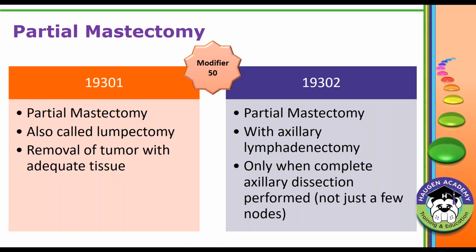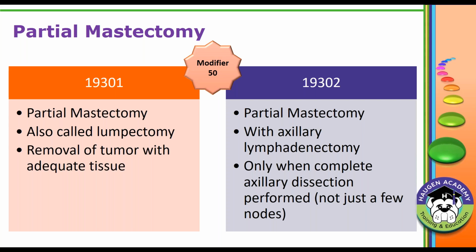Another type of excision or procedure a breast cancer patient might undergo is partial mastectomy. So the first code 19301 was the one we just talked about, but it's also called a lumpectomy, and it involves removal of the tumor along with adequate amount of normal breast tissue around the tumor, skin, and lining of the chest muscle. If the procedure is performed without axillary lymphadenectomy, then that's when you report the 19301.